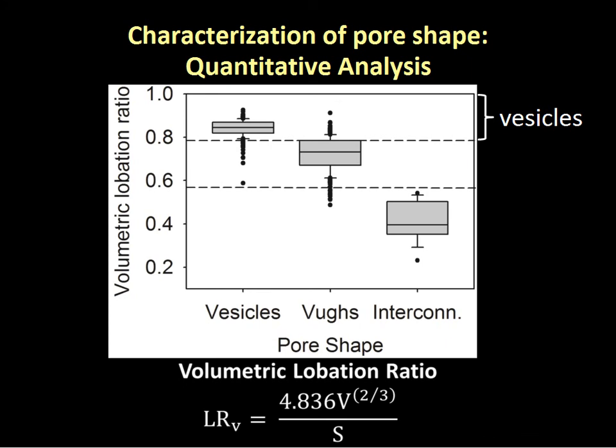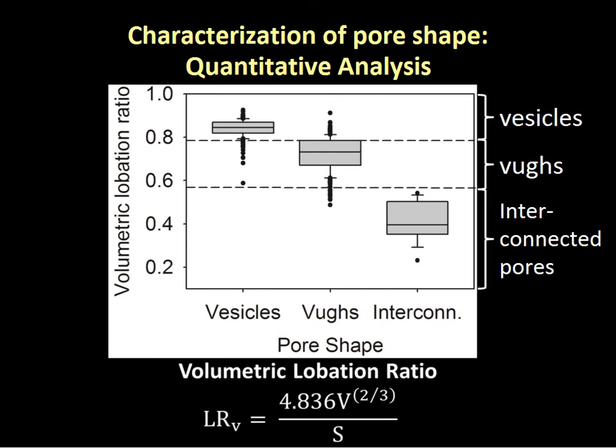And then for each of those that I had identified, I calculated the lobation ratio and looked at the correspondence between the lobation ratio and which pore shape it fell into. And so I found that I could separate the pores into vesicles, which had a lobation ratio greater than 0.79, bugs, which had an intermediate lobation ratio, and the interconnected pores, which had a lobation ratio below 0.58.